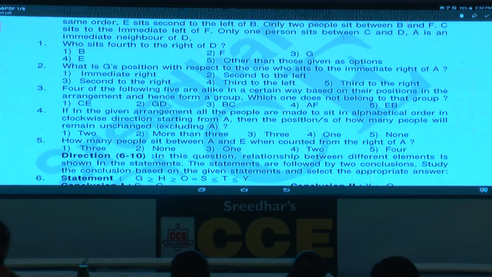Who sits fourth to the right of D? Now what is the final arrangement here? The final arrangement is 7 persons: 1, 2, 3, 4, 5, 6, 7, and B at this place.